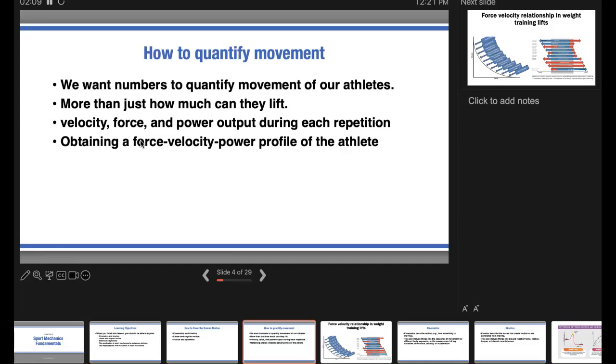So we want to have more numbers when it comes to a weight room than how much can they lift. We want to know how fast is each repetition, what velocity are they moving at, how much force are they using in order to create this, and then you can, by getting your velocity, force, and power, you can create a force, velocity, power profile. That was about a 20-minute video of how to do that I did not get all the way through. I still might make you watch it later.